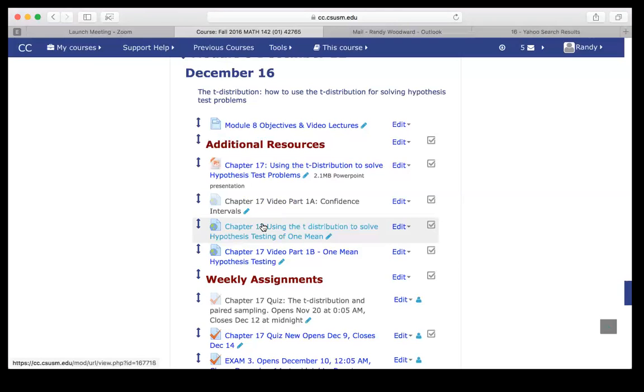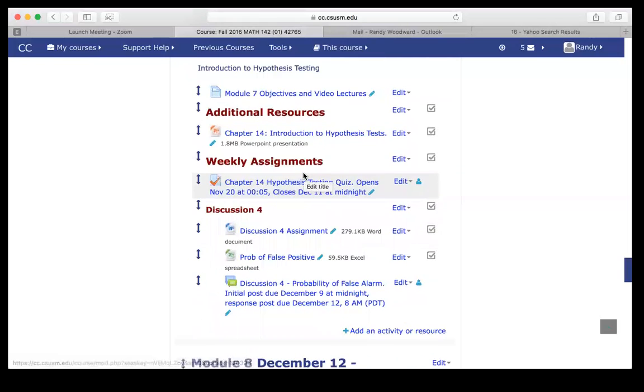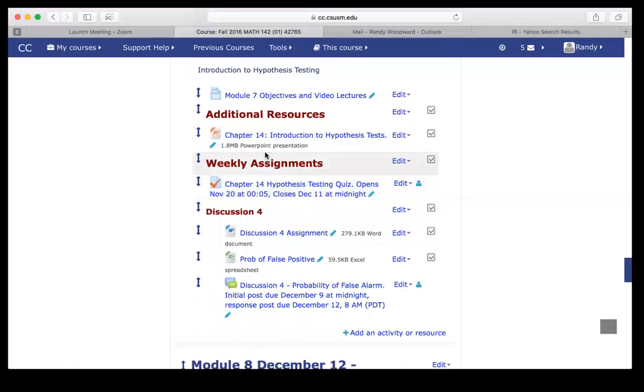Anybody else? I'd love to go over the second part of chapter 14, the hypothesis testing. With slides, kind of thing? Yes, that'd be great. Introduction to hypothesis testing right there.